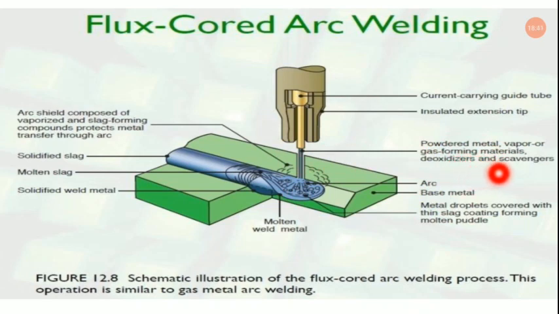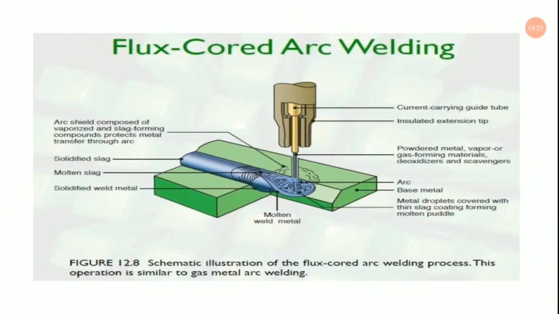These are oxidizers and scavengers are also there. Now it is the insulated extension tip, as you can see, and this is a current carrying guide tube. Okay. Now, the arc shield is composed of vaporized and slag forming compounds, which protects metal transfer through the arc. Now this is the solidified slag, as you can see over here. On the surface it will deposit the slag, the impurities, because of the flux core electrode. Now this is the solidified weld metal, as you can see. So it is a schematic illustration of the flux core arc welding process. This operation is similar to gas metal arc welding, or simply MIG.